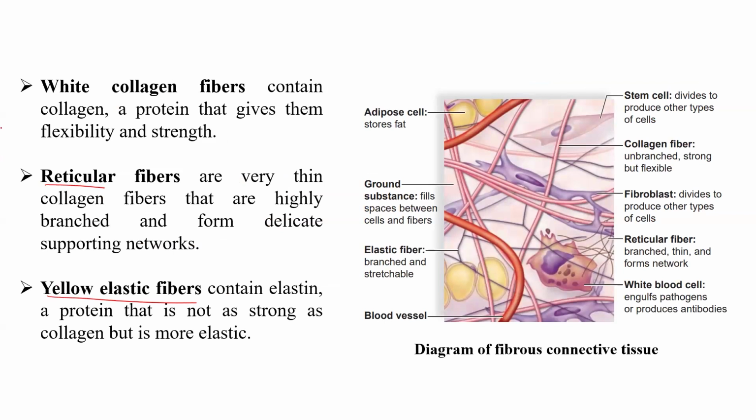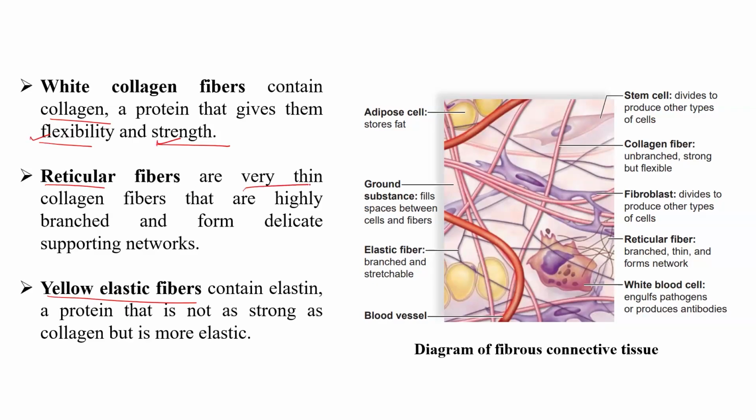White collagen fibers contain collagen. It is a protein that gives flexibility and strength. We know that with aging, the collagen decreases and therefore we experience wrinkles. It is due to the decrement in the concentration or the amount of collagen. So white collagen fibers contain collagen, a protein that provides flexibility and strength to the tissue.